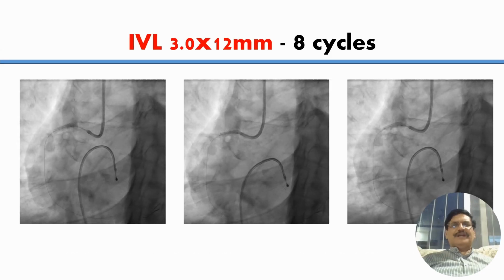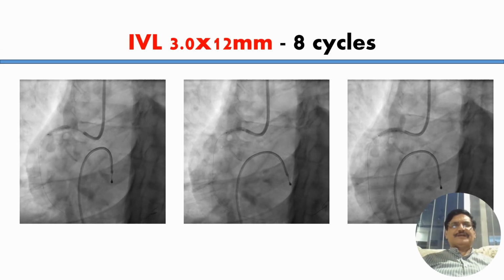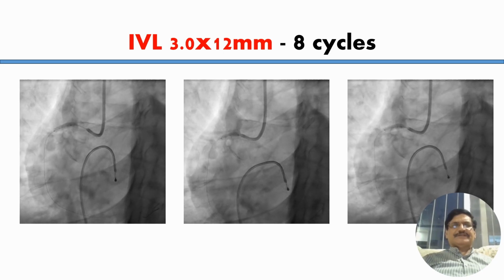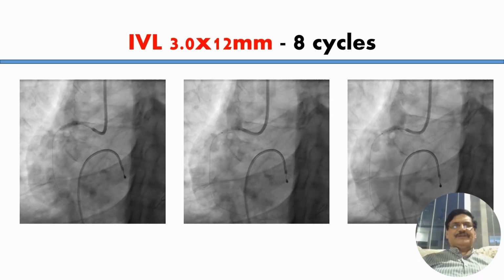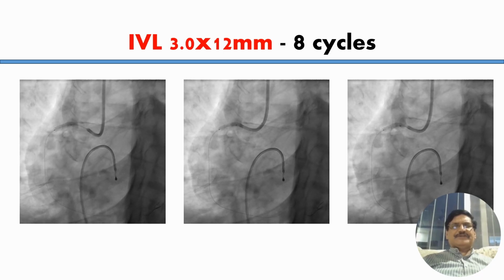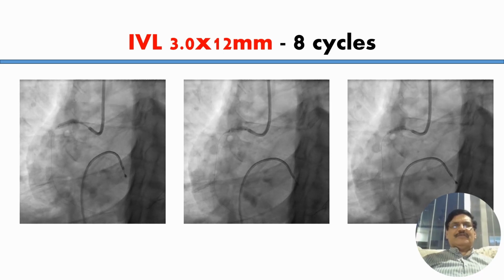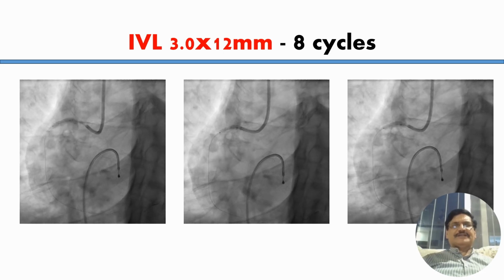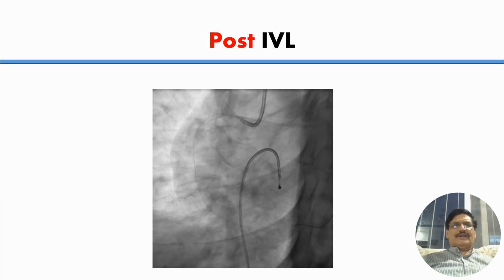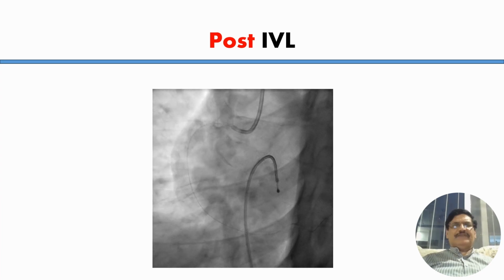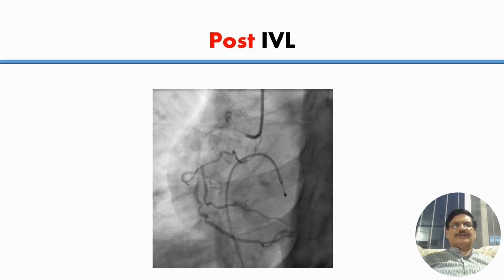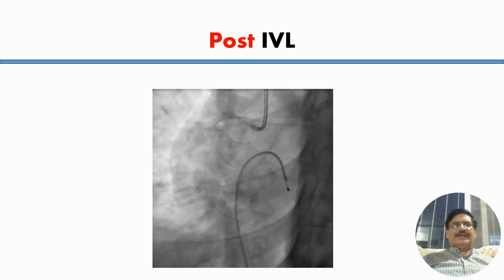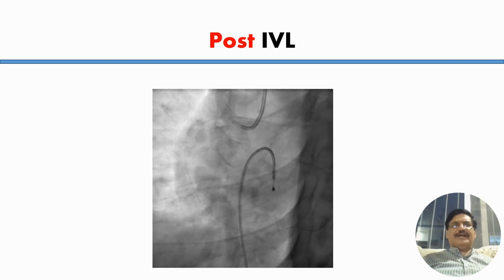We took a 3 x 12 millimeter IVL balloon, and we delivered almost 80 pulses in 8 cycles: maximally in the distal portion of the lesion, which showed the napkin ring, almost 5 cycles, and 3 cycles in the proximal portion of the lesion. Post IVL, the non-yielding lesion yielded, and now we can show the gain of the luminal area inside the stent.